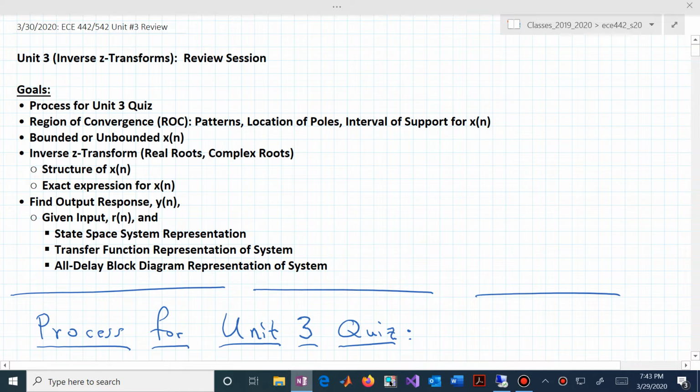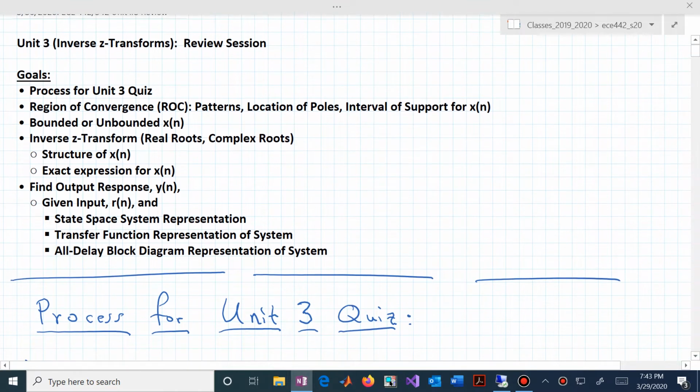442-542. This session is a review for unit number 3, and our goals: one is to look at the process that will be used for unit number 3's quiz. This review is trying to get you ready for the quiz over unit 3, and unit 3 really is covering the material associated with homework number 3, and we're going to look at that in terms of region of convergence.